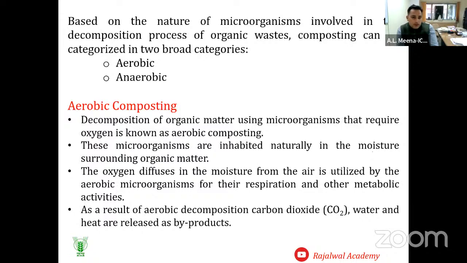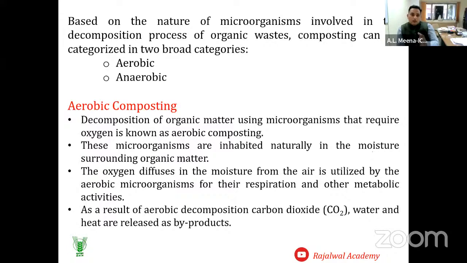So if we talk about aerobic composting, the decomposition of organic matter using microorganisms that require oxygen is known as aerobic composting. These microorganisms inhabit naturally the moisture surrounding the organic matter. The oxygen that diffuses into the moisture from the air is utilized by these aerobic microorganisms for their respiration and other metabolic activities. As a result of aerobic decomposition, the final products of your composting process are carbon dioxide and water, and heat is released as a byproduct.